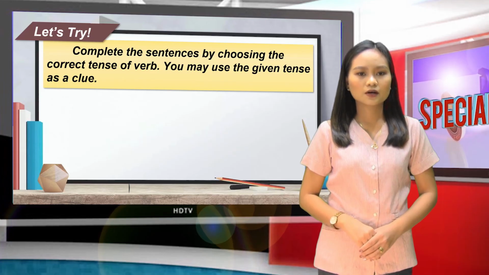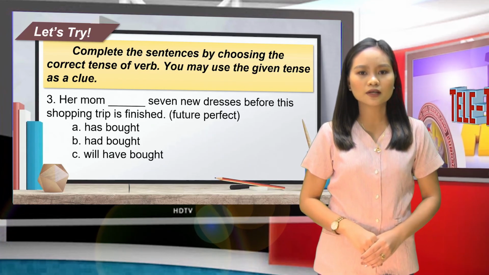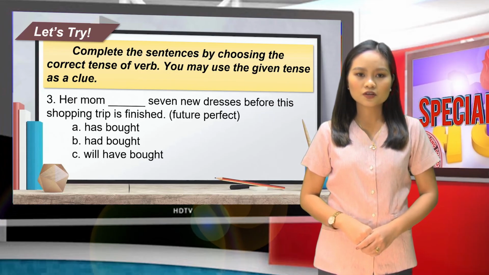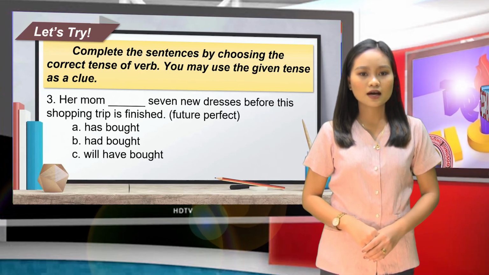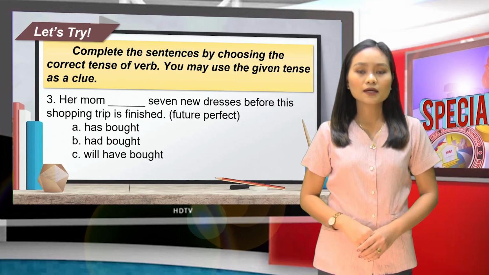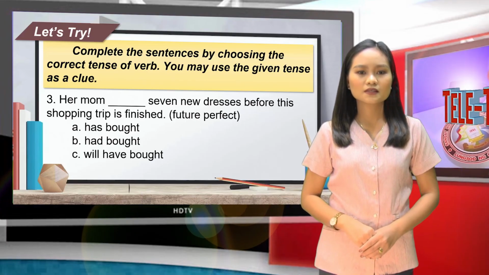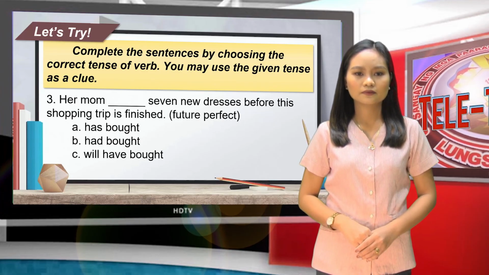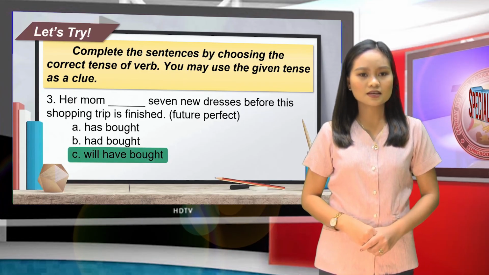3. Her mom blank 7 new dresses before this shopping trip is finished. Here are your choices. Letter A. Has bought. B. Had bought. C. Will have bought. The answer is letter C. Will have bought.